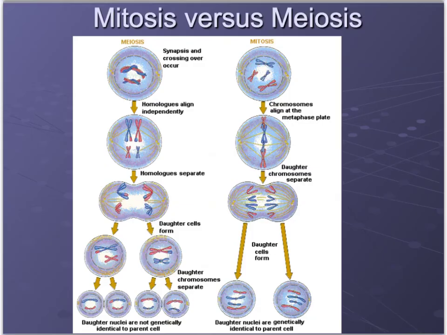So again, going back to this diagram, the key differences happen in the 2 cell divisions, the end result of 4 cells versus 2, haploid versus diploid cells, and then unique phases might be anaphase and metaphase in mitosis versus meiosis.